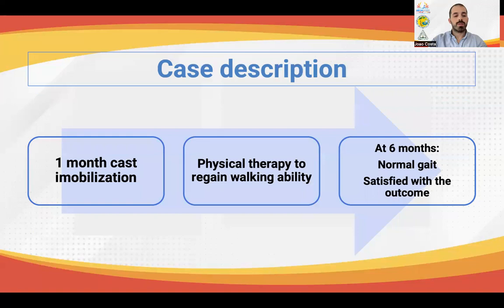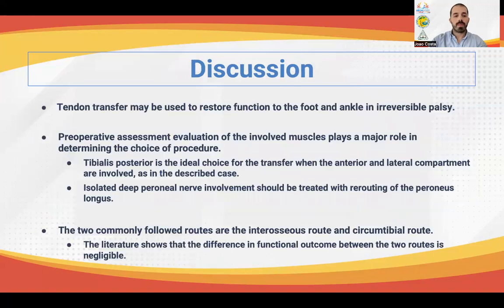The treatment was followed by a 1-month cast immobilization, physical therapy to regain walking ability, and at 6 months, she had a normal gait and was satisfied with the outcome. Tendon transfers may be used to restore function to the foot and ankle in irreversible palsy. Preoperative assessment evaluation of the involved muscles plays a major role in determining the choice of procedure.